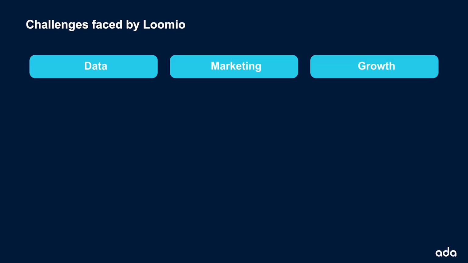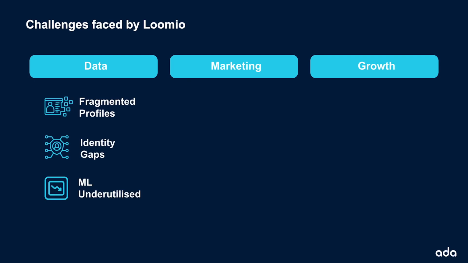Broadly, there are three categories of challenges: data challenges, marketing challenges, and growth-related challenges. For data challenges, the first problem is fragmented profiles, because customers shop online and offline, and their data is captured separately without being unified. The second challenge is the identity gap, meaning there is no single customer profile, which we will discuss later. The third is underutilized machine learning, as data is not consolidated in one place, and there are not enough attributes for each customer to apply machine learning algorithms efficiently.